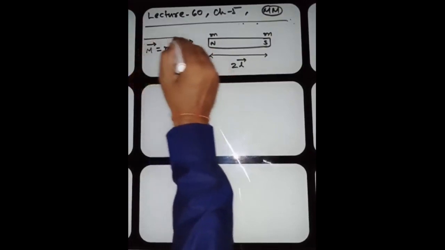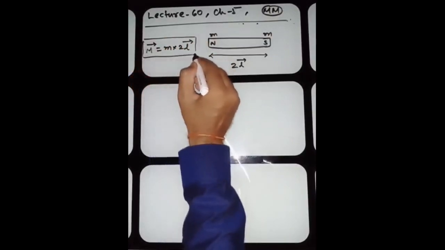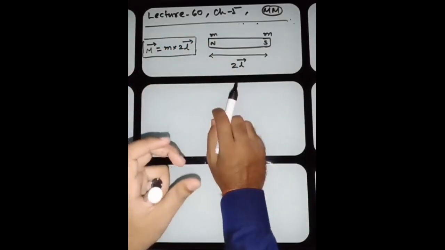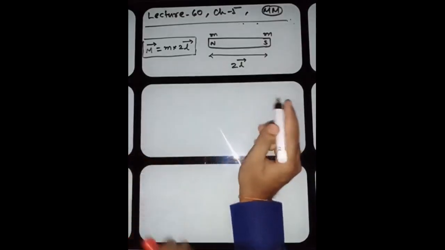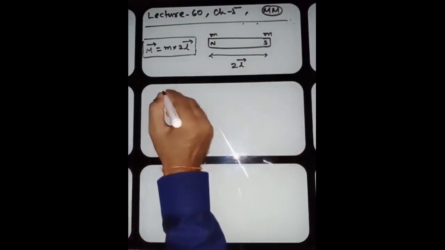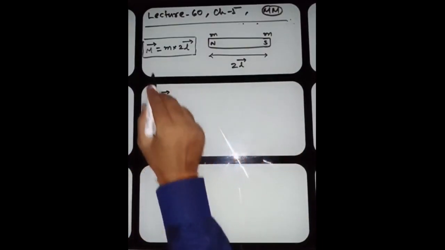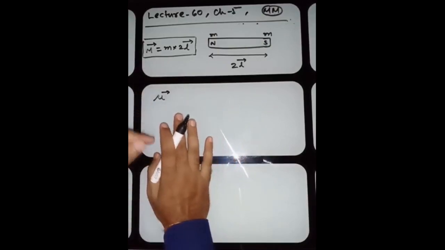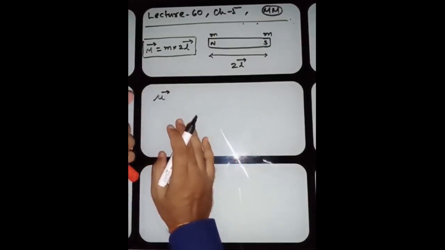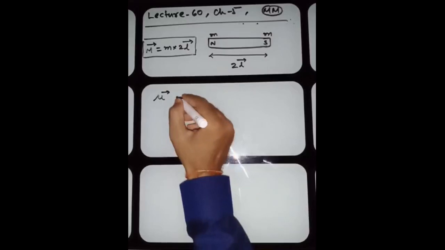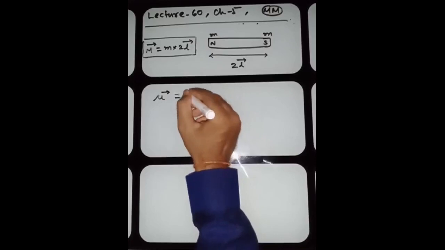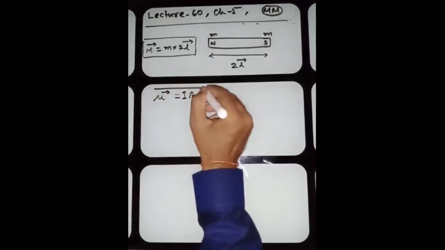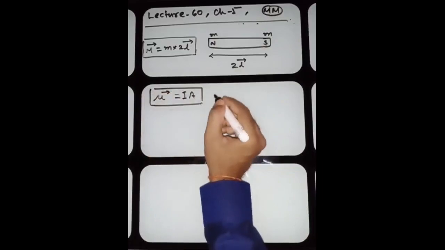Try to recall, my dear student, in the current carrying loop we studied about the magnetic dipole moment over there also, and it was represented by mu, which is also a vector quantity. Remember, this mu or M is very similar. You can represent this M by mu also. In some books it is represented by M, and in few books it is represented by mu, and for the current element it was I into A. Okay, I into A. This was the magnetic dipole moment of the current element.